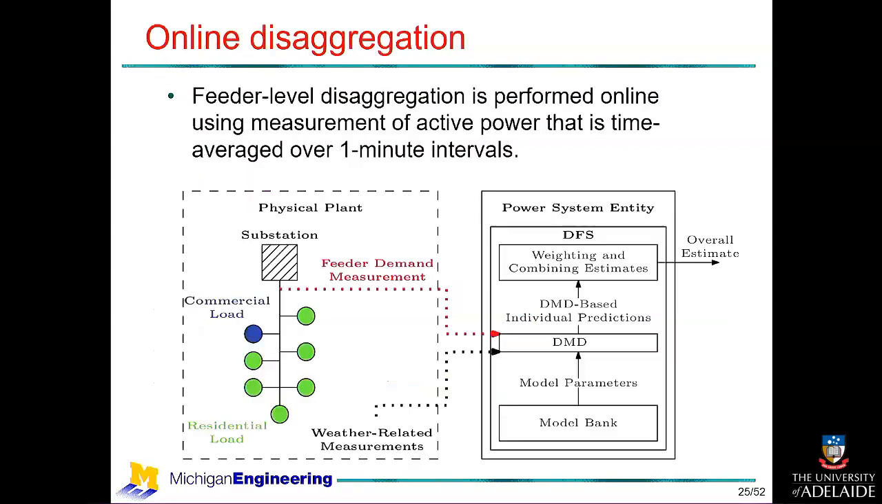To actually explore that process, the online aspect of disaggregation is just using the feeder demand measurement through this algorithm, dynamic mirror descent, DMD, which we'll look at very briefly, to provide an overall estimate of the air conditioning load. So we're not using any measurements along the feeder, only the measurement measured at the substation. So that's the online part of it.